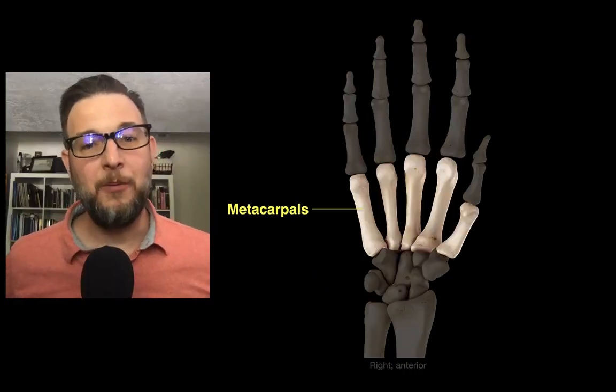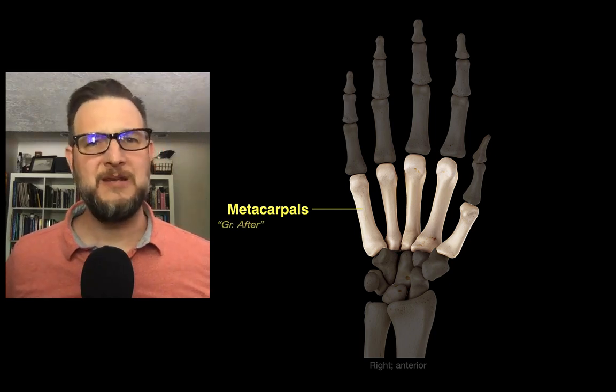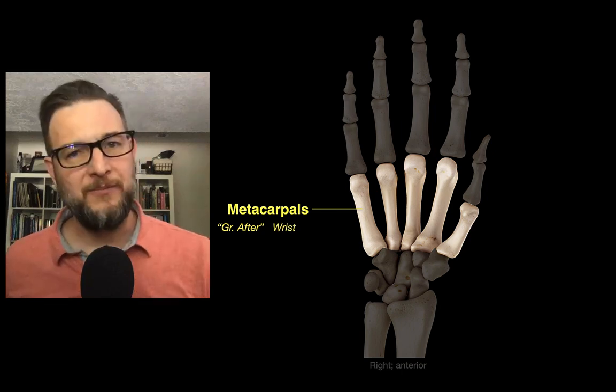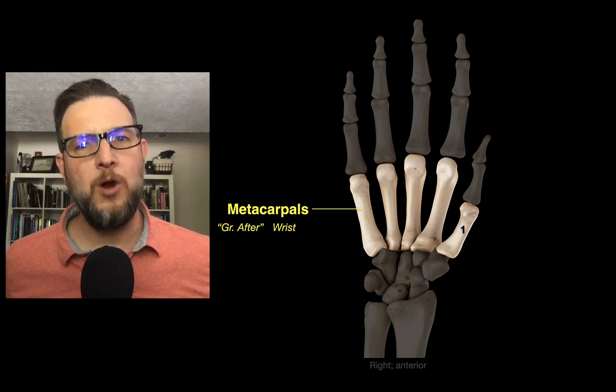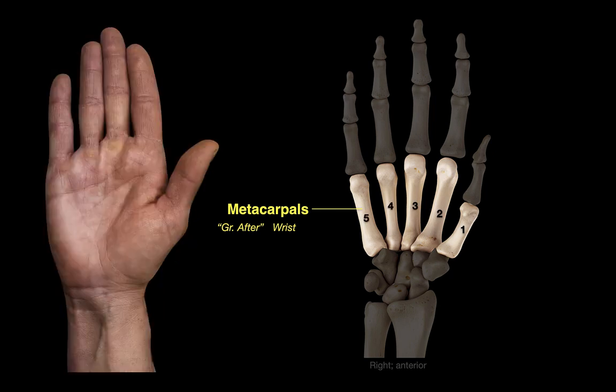Now that we've done the carpal bones, let's talk about the metacarpals. The metacarpal bones get their name because the prefix meta is Greek for after the wrist. These are the bones after the wrist, and they're numbered 1, starting in the thumb region, 1, 2, 3, 4, and 5. And these are the bones that are found in the palm of the hand in this area. So there's metacarpal 1, 3, and 5.